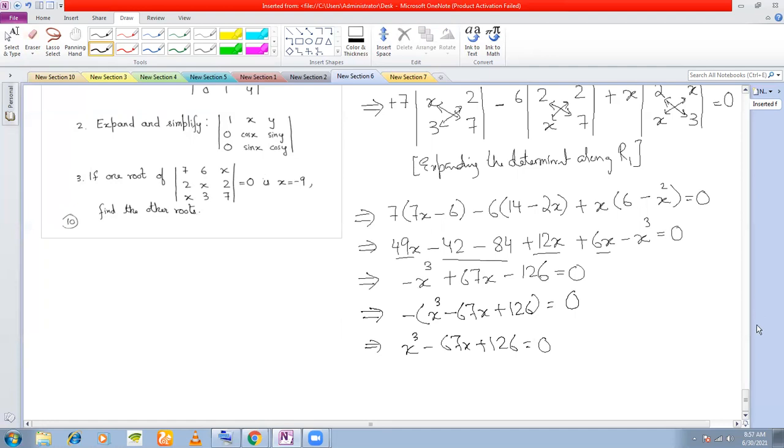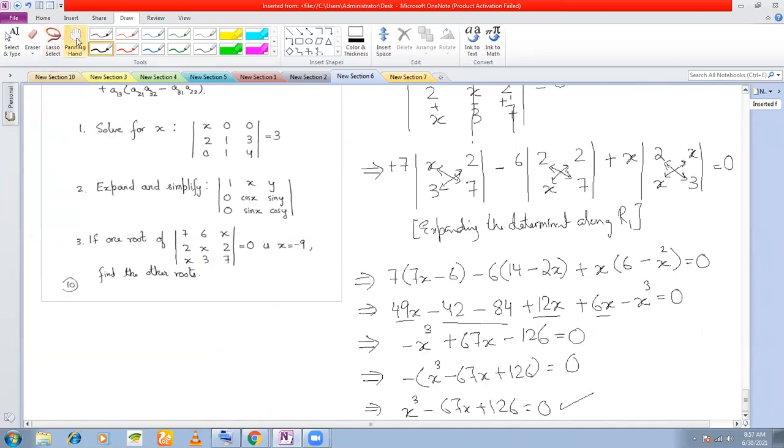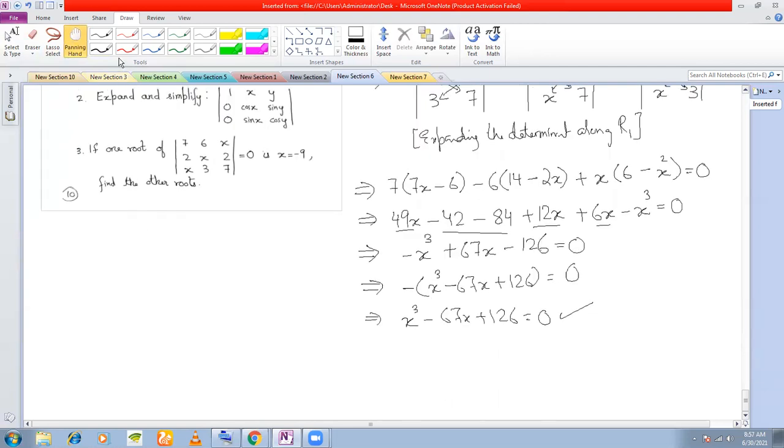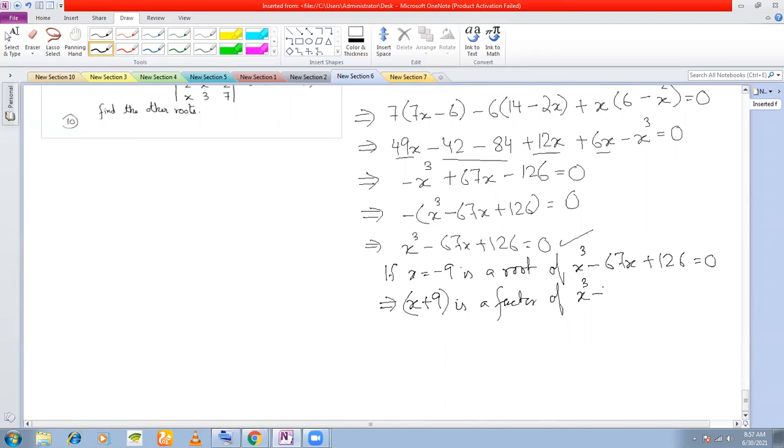So this was the given equation actually. Okay, they had given you this equation in the form of a determinant. So we expanded the determinant, found out the value of this determinant, right? Now what is given here? x equal to minus 9 as a root. Now if x equal to minus 9 is a root of x cube minus 67x plus 126 is equal to 0, that means by factor theorem, what can you say? x plus 9 is a factor of this cubic polynomial, x cube minus 67x plus 126.